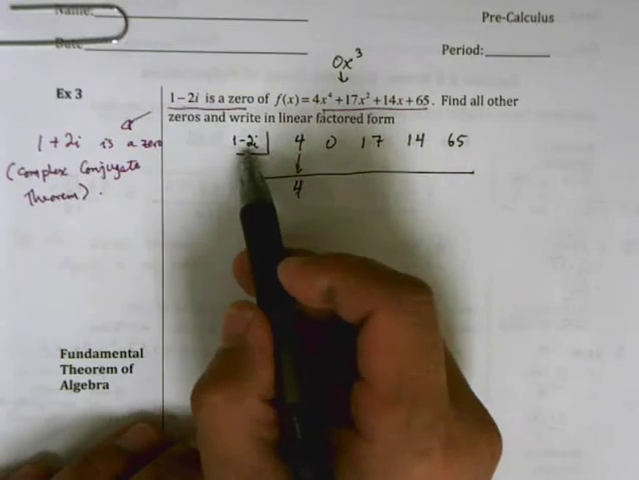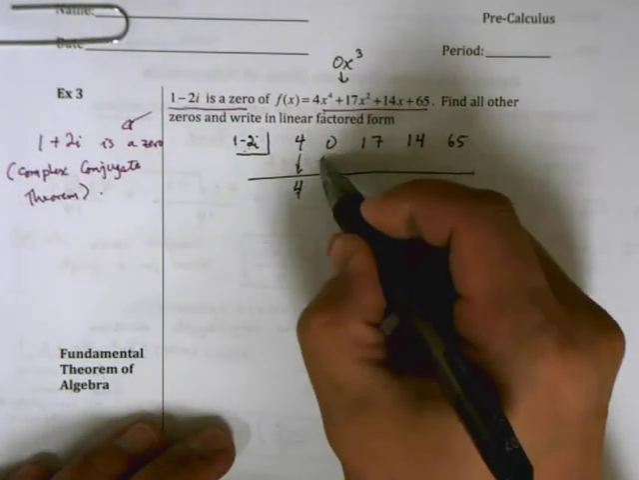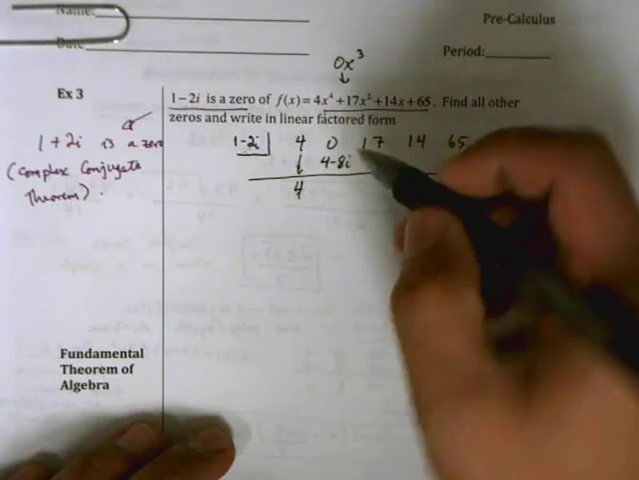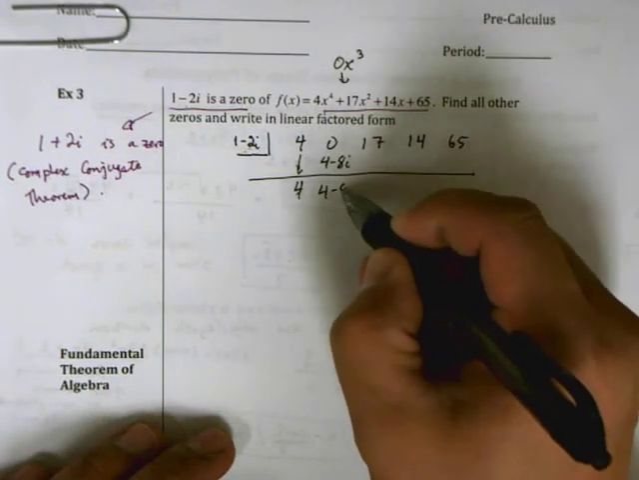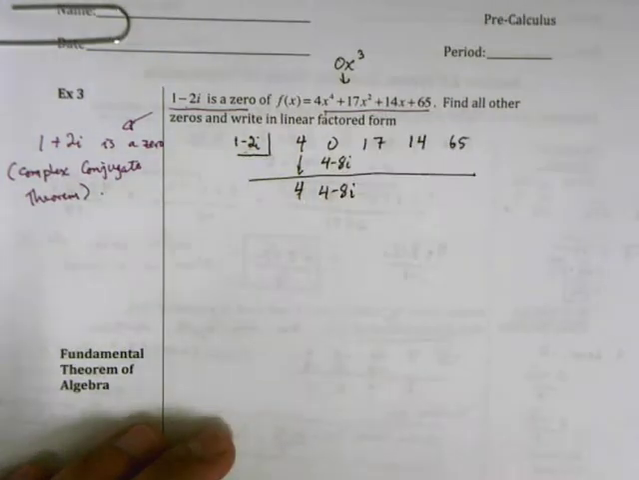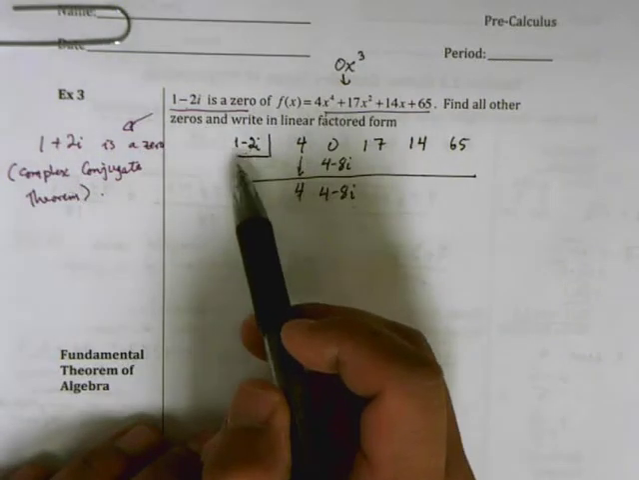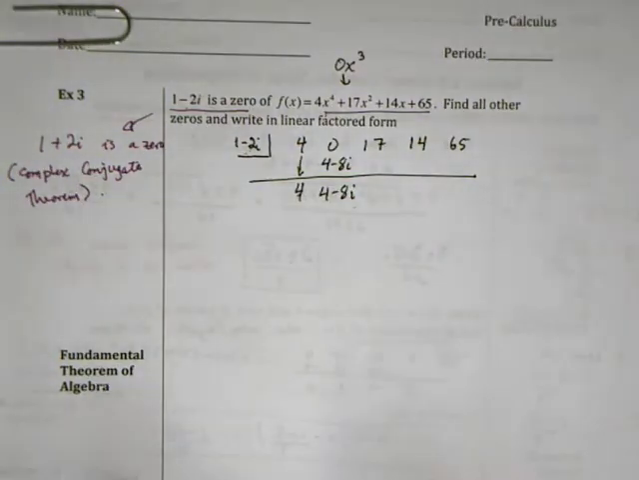4 times 1 minus 2i gives you 4 minus 8i. 0 plus that gives you 4 minus 8i. And now it gets quite tedious. 4 minus 8i times 1 minus 2i. You can do it by hand, it's good practice, but for this problem, just because there are so many places where we can make an error, I'm going to use a graphing calculator, my TI-83, to help me do this.